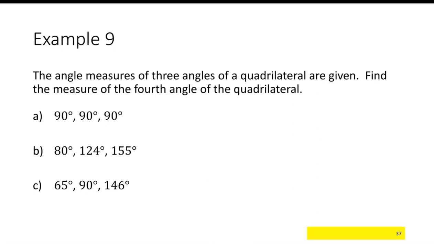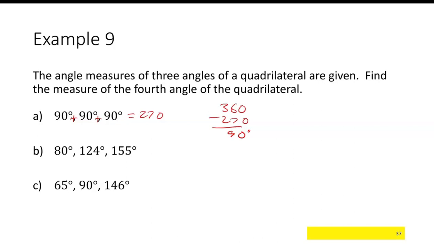The angle measures of 3 angles of a quadrilateral are given. Find the measure of the fourth. Well, for part A, if I add the ones that I know, 90 plus 90 plus 90 is 270. And then 360 minus 270 gives me 90. And that's what we expect, because rectangles and squares all have 4 angles of 90 degrees.